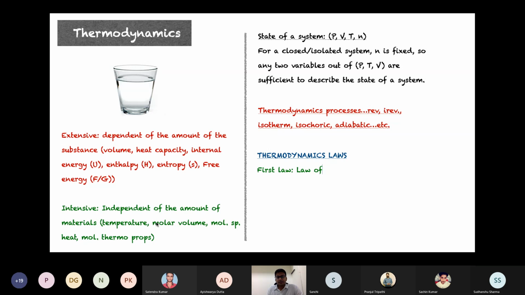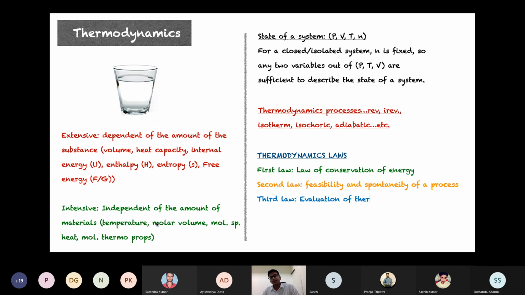Now, let's switch to thermodynamic laws. I mean, every one of you knows about these thermodynamic laws. The first law talks about conservation of energy. The second law instead gives us an idea whether a particular process is feasible or spontaneous. While the third law kind of evaluates it. Using the third law, we can evaluate the thermodynamic properties and get an idea about entropy at absolute zero temperature. And there is another one called the zeroth law, which gives the concept of temperature.